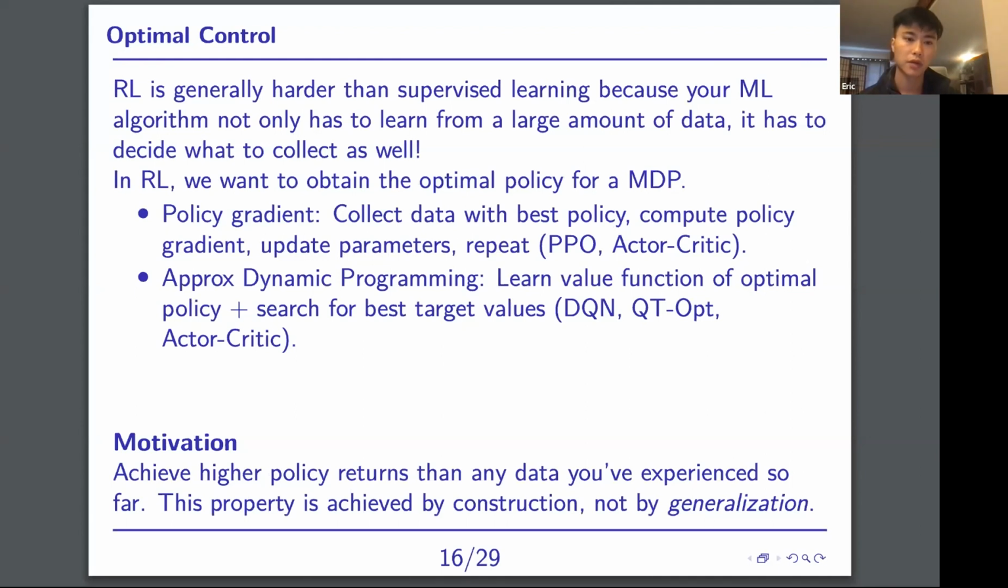Two popular families of algorithms in reinforcement learning are policy gradients and approximate dynamic programming. With policy gradients, the idea is that you collect some data with the best policy you have so far. Then you use some sort of black box gradient estimation technique to compute the gradient of your environment return with respect to your policy parameters. Your environment's not necessarily a differentiable thing, so you have to stochastically estimate this. So you collect some data, you estimate the gradient, then you update your parameters, and you repeat. This is a simple approach called policy gradients, and there are a lot of modern formulations like PPO and actor critic.